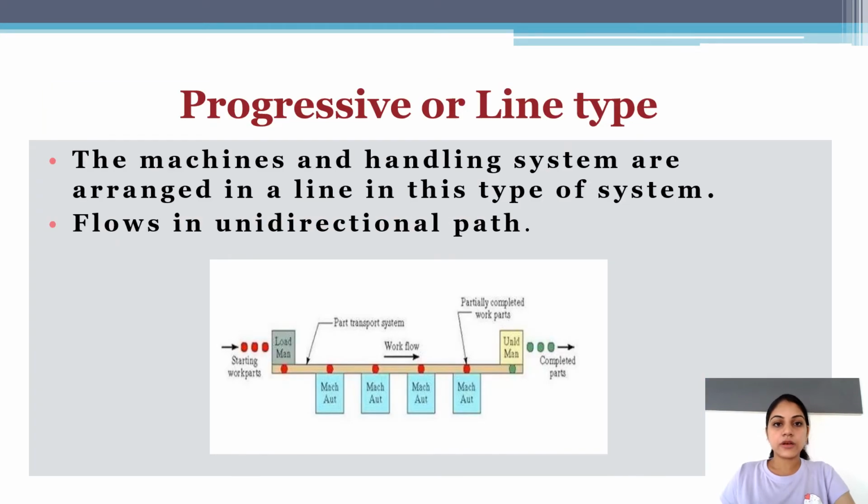So to talk about progressive or line type, you can see in the figure given below, the machines and handling systems are arranged in a line in this type of system, and it flows in a unidirectional path. That means it is done in a uniform manner, arranged in a line as the name suggests, and it moves from the starting to the end point of the production unit in a unidirectional path. So this is the progressive or line type.